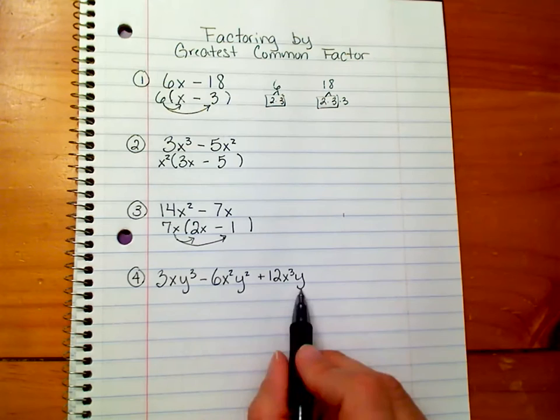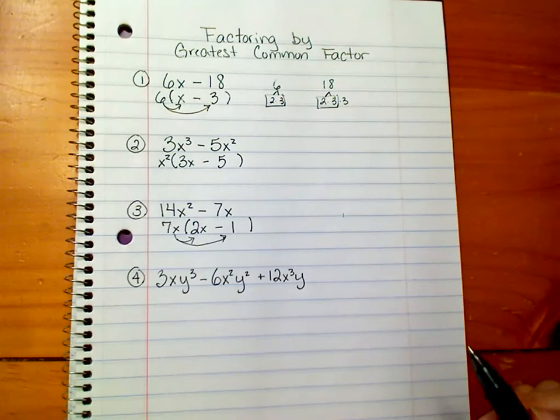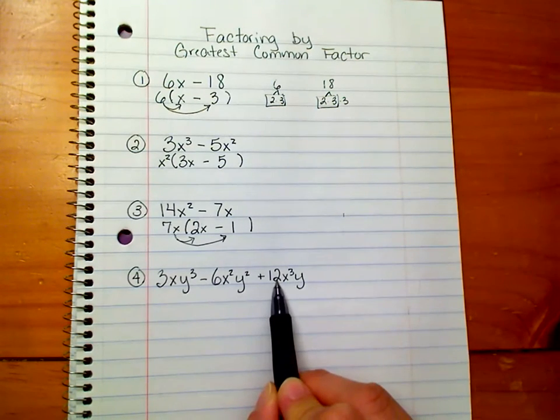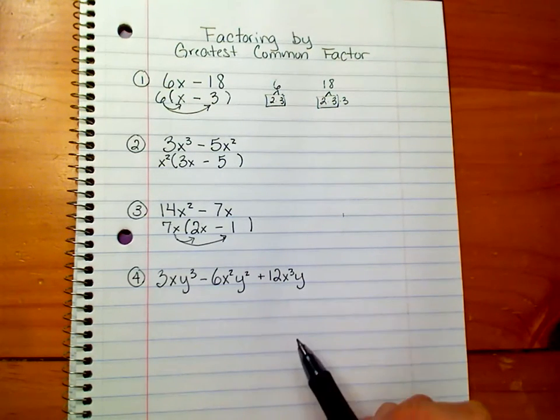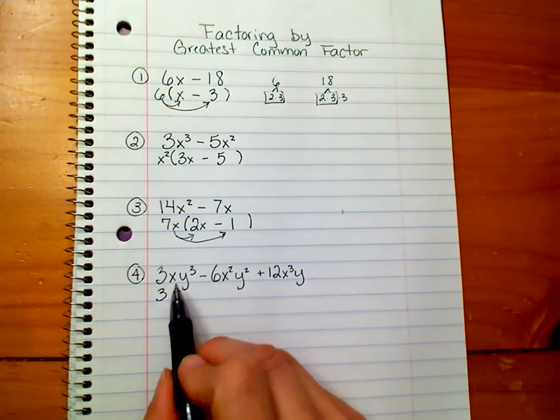The next problem is a trinomial. It has 3 terms, and when you have a larger polynomial like this, you want to make sure you go step by step. So you just look at the numbers first. Between 3, 6, and 12, what's in common? I always look at the smallest number and see if it goes into both of those. If it does, then that's the greatest common factor between the numbers. So it's 3.